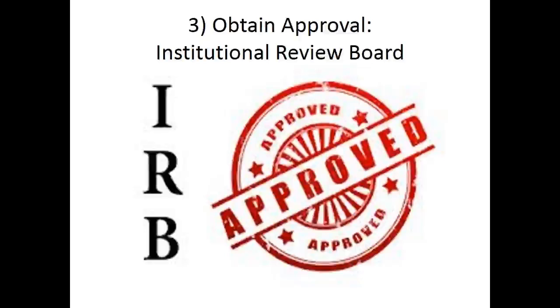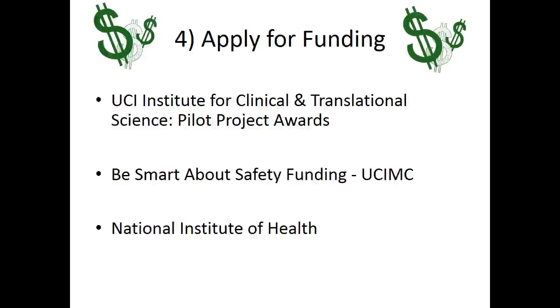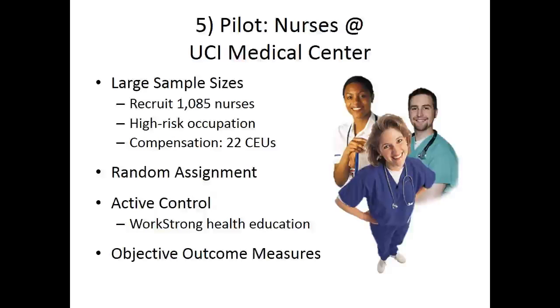We also needed to obtain IRB approval in order to run human subjects research, and we are IRB approved to run it. And we've been working on applying for funding to different places. It looks like our funding for the upcoming study will actually come from Be Smart About Safety funding. And once we have that pilot data, we need that in order to apply for NIH grants. So that's what we'll be doing in the future once we get the initial pilot data.